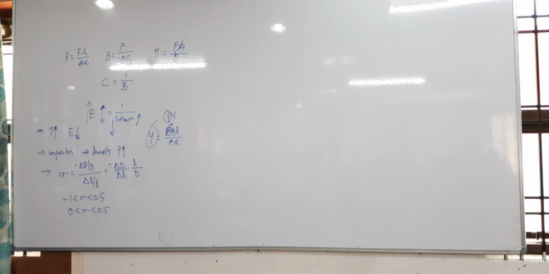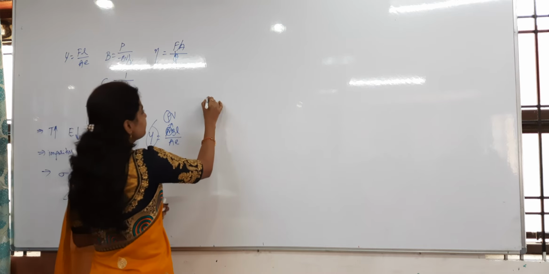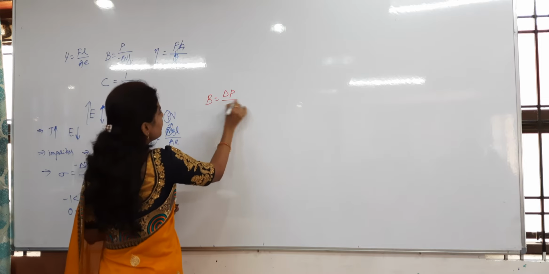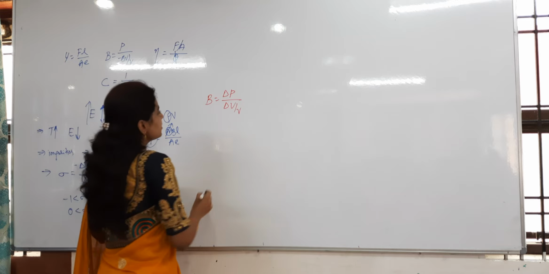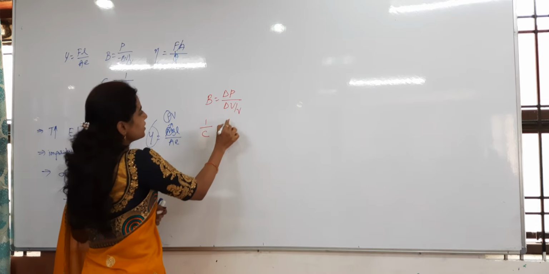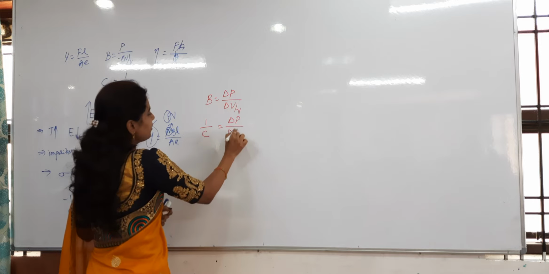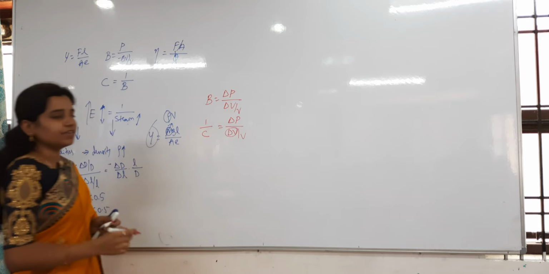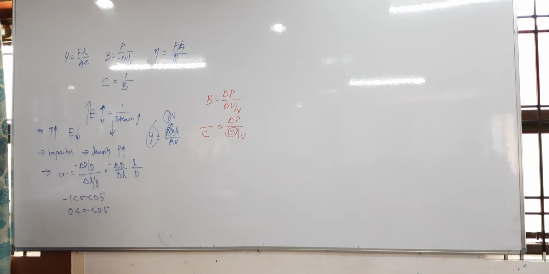Yesterday so many people said 10 something, 5 you said. It is 0.45 centimeter cube. What is the formula? You have to find delta V. Delta P by delta V by V, that's it. This is compressibility, right? So 1 by C is equal to delta P by delta V by V. What you have to find out is delta V only. So the answer is 0.45 centimeter cube. That's the correct answer.